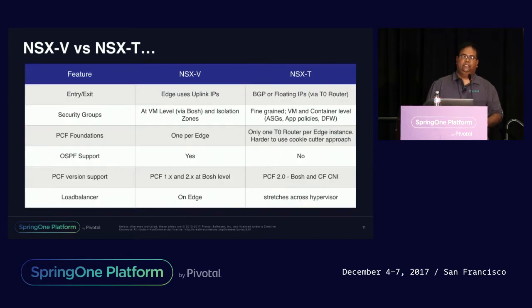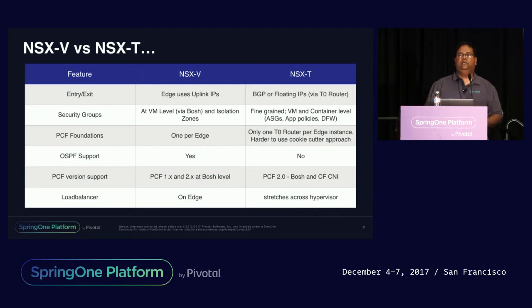In terms of entry and exit, on NSX-V, you basically identify a set of IPs that would be used as entry and exit points, uplink IPs, or NATed addresses. While with NSX-T, you don't have that option. There are no edges, so it's a little different. What you have is you need to use Border Gateway Protocol, BGP, or you need to use floating IPs and assign them to get routed via the T0 router. So the T0 router becomes your gateway. It's kind of static. It doesn't keep floating around.